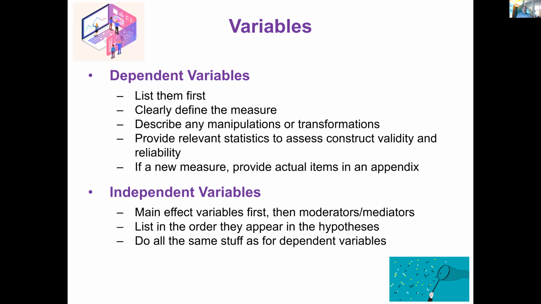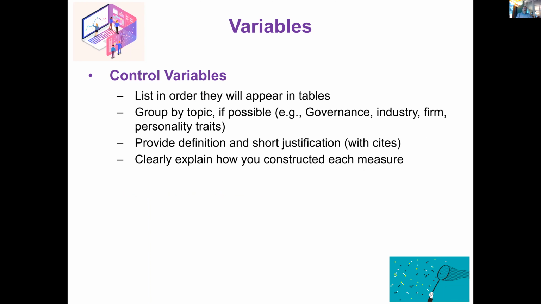So list them in the order you do in the hypotheses, and all the same stuff with regards to manipulations, validity, reliability, etc. Do this for each of your independent variables as well. So this way you're being complete, and you're being clear about what you've done. You're providing examples of what you've done after you've constructed the measures, and people should be able to replicate what it is that you've accomplished, and you're ruling out some of these alternatives that people might be concerned about.